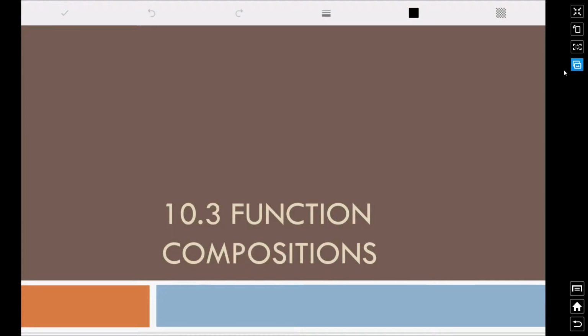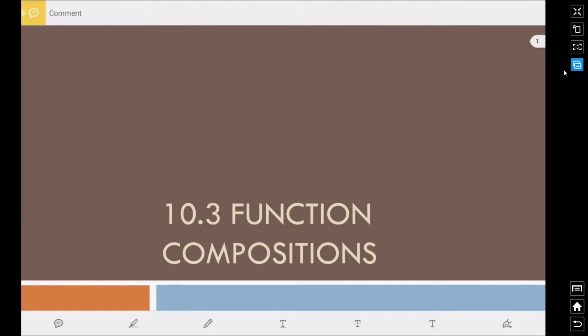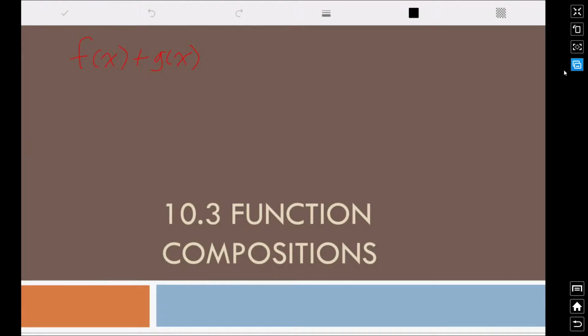We talked about function addition, which I'll remind everybody is just f of x plus g of x. Okay, that's a function addition. Function subtraction is just f of x minus g of x.